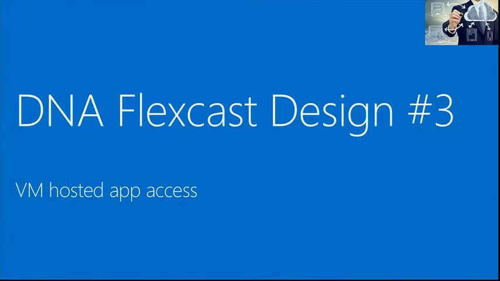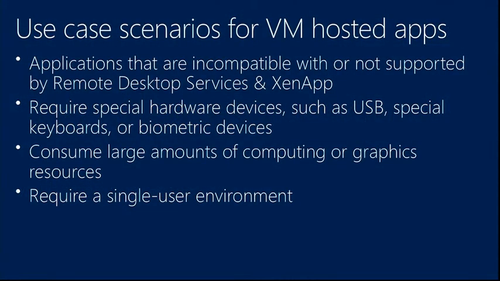All right, design number 3, VM hosted app access. Another great idea that's part of version 7 that a lot of people have never seen before. What are some of the use case scenarios for it? Well, it's pretty simple. You have applications that are incompatible or not supported by RDS. What do I call those? Crapplications. They suck, right? Someone paid $5 for someone to write an app and you expect to use it in production. That's a crapplication. I had a real nice graphic of one of the guys from Star Wars doing something that made it look like a crapplication, but I don't have it up here.